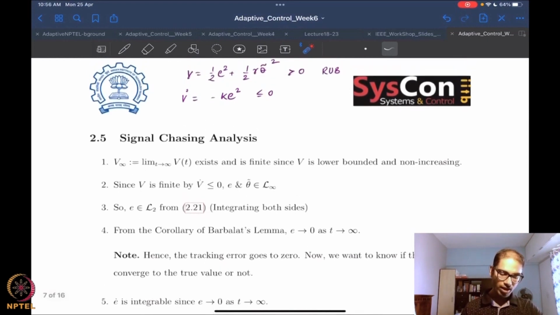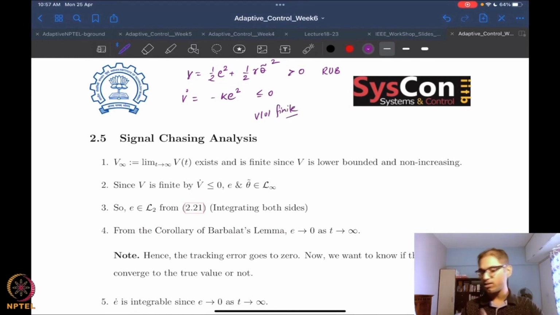All right. Now the second point is, since V is finite. Now, why is V finite? V0 is of course finite. It doesn't make sense if you already started at an infinite state or infinite parameter error, just not realistic. So V0 is finite. And what do I know? I know that V of t is less than or equal to V0.